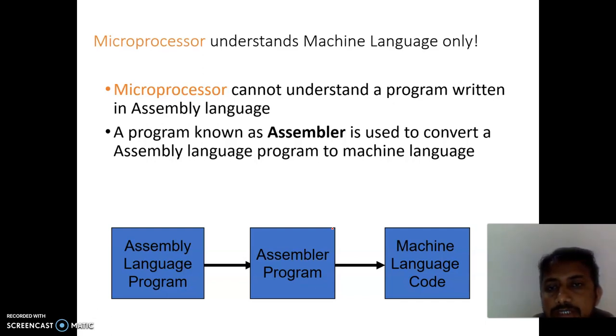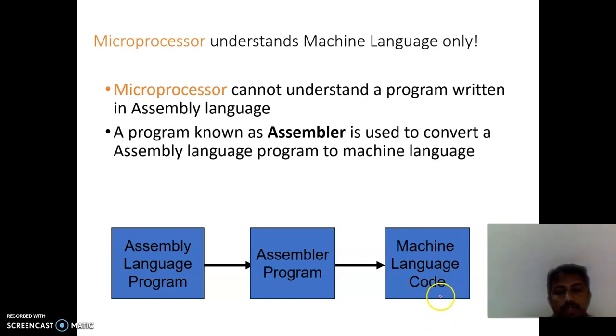The microprocessor understands machine language only. Remember, every time it understands only machine language. So the microprocessor can't understand a program written in assembly language. What it does is take the help of an assembler. A program known as an assembler is used to convert an assembly language program to a machine language program. This is the part of the assembler that does this process.